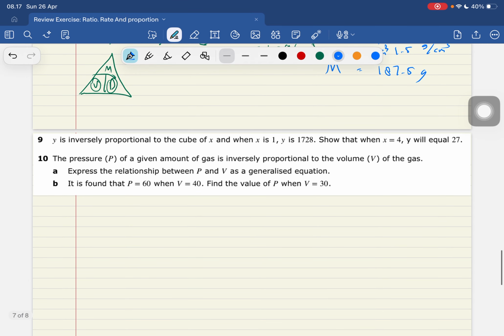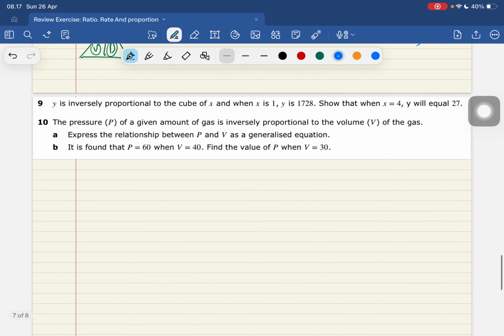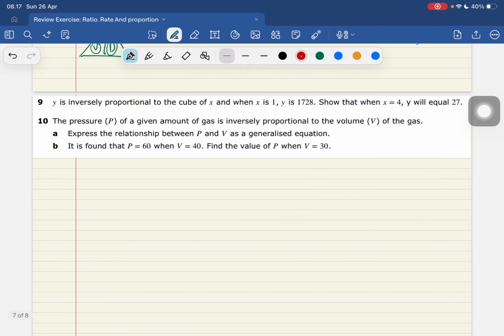Okay, go on to number 9. y is inversely proportional to the cube of x, so y equals k divided by x cubed. When x equals 1, y is 1728. So 1728 equals k over 1. So we got the constant of proportionality as 1728.